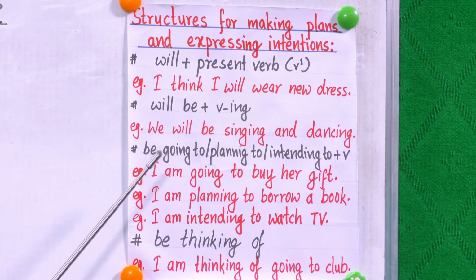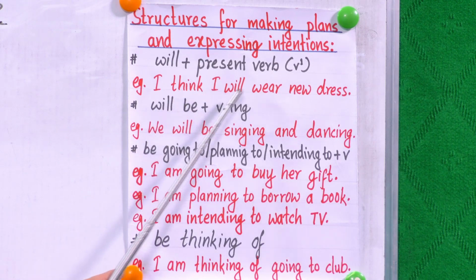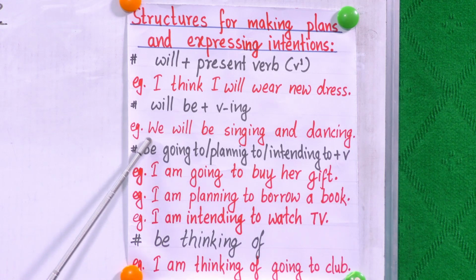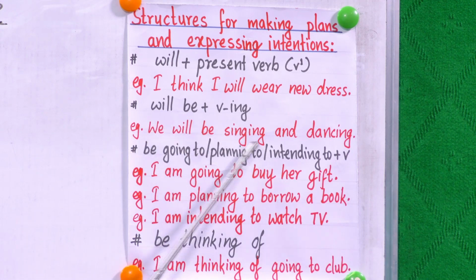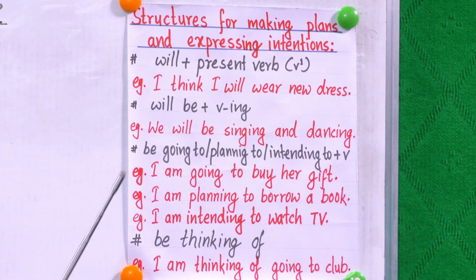Examples are also given here. All of you look at them and then read. I think I will wear a new dress. Okay, that is the first one. Next one, we will be singing and dancing. Okay, this type of structure we can also use for making plans and expressing intentions.